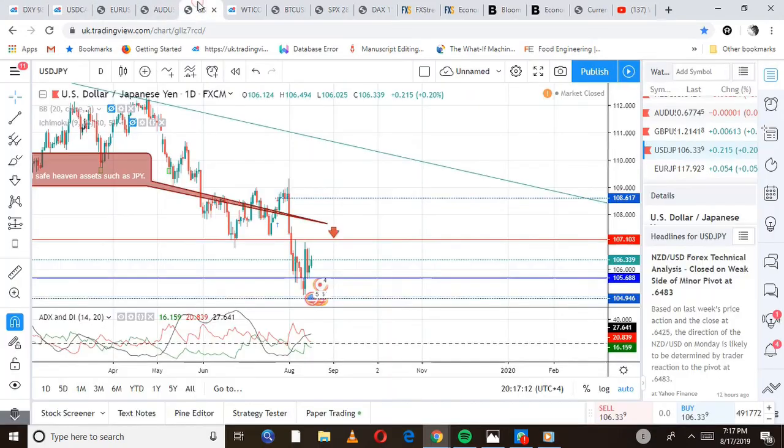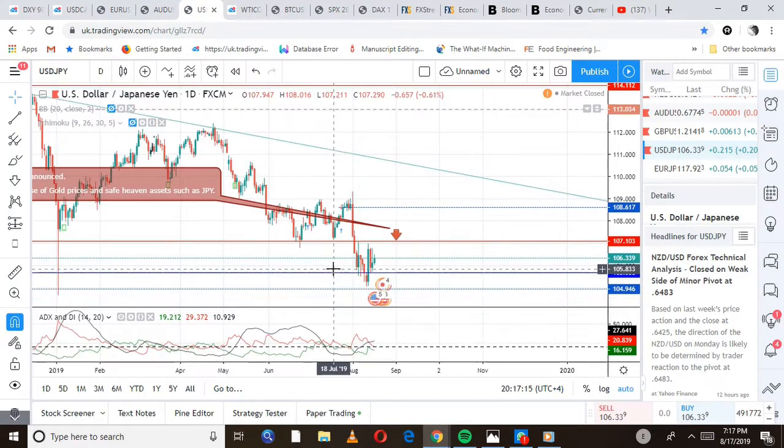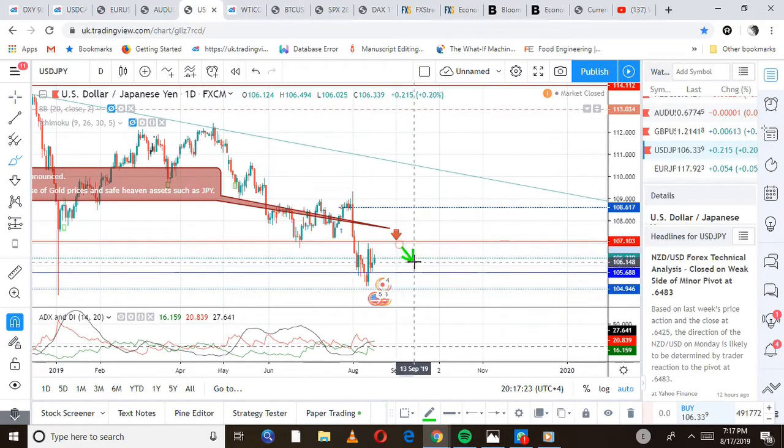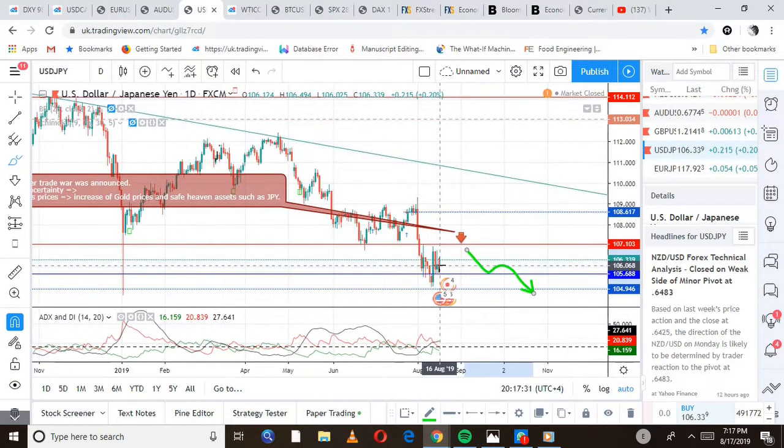Now moving on to USD JPY. USD JPY provides a really good sell around 1.07103. I'm going to look for a sell limit right there and look for further sell off to these levels right here. Probably going to see more weakness and further sell off to 1.04946. Guys, this is a super easy trade to take.